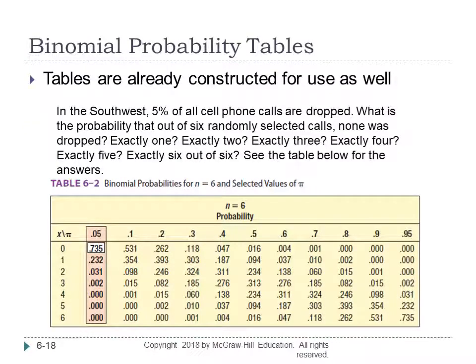Now, because the binomial probability table is used a lot, there are tables that are already constructed for use with the binomial distribution. You have different tables for different values of n. For example, the table we have here is for n equals 6. And now for the probability of success, you have several columns for different probabilities.